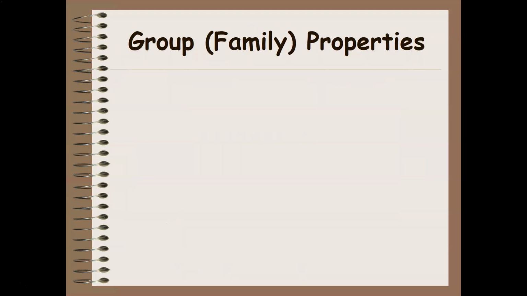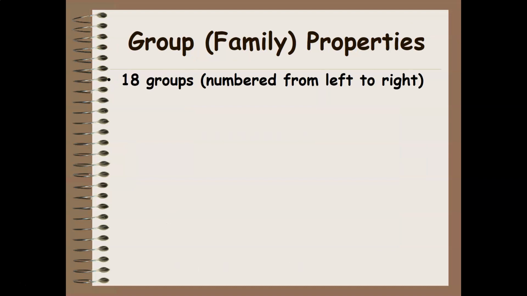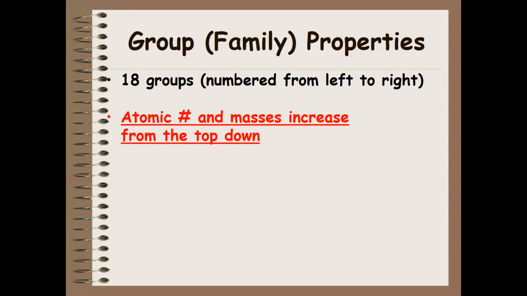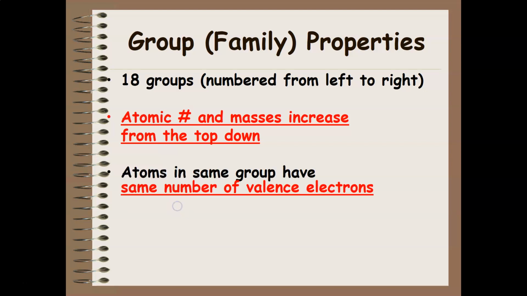The atomic number and the masses increase as you go from the top down, which makes sense, right? You're getting way more protons, way more neutrons, way more energy levels, way more orbitals. Everything in the same group has the same number of valence electrons.